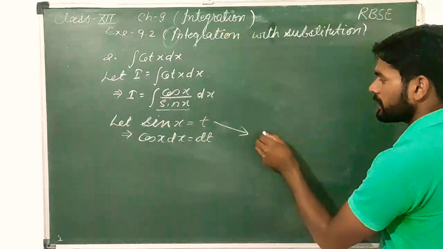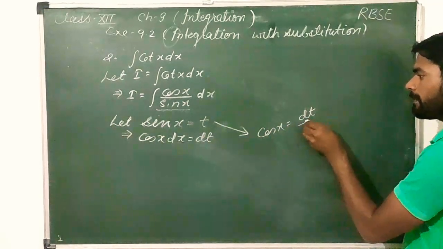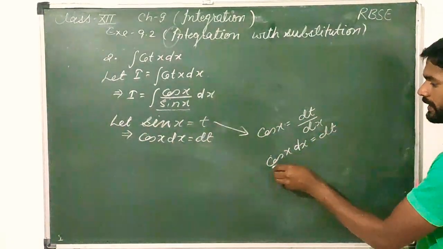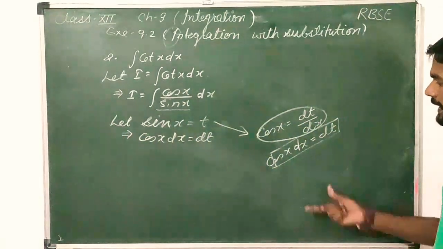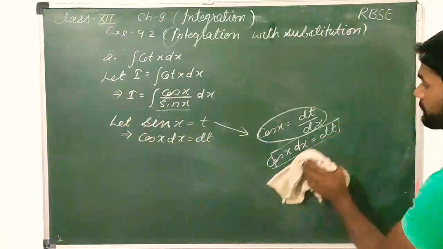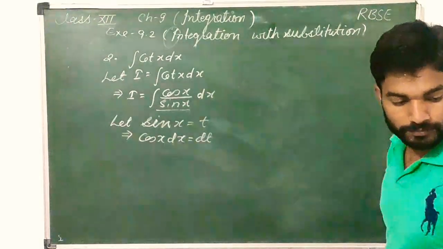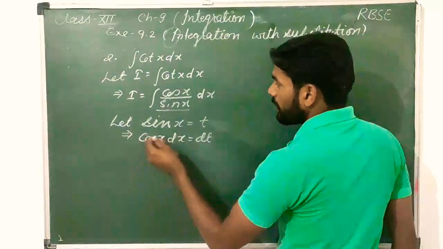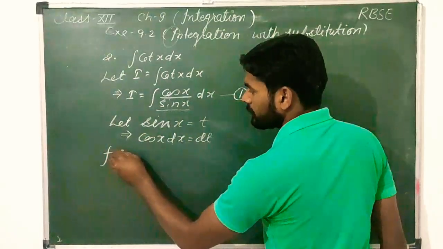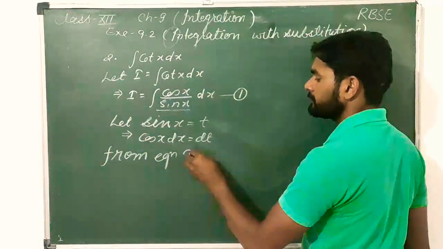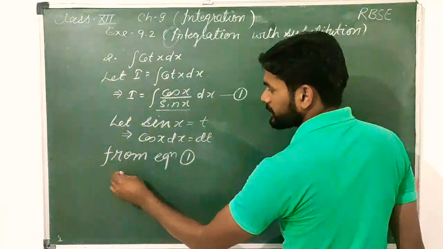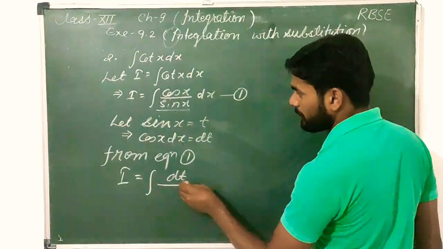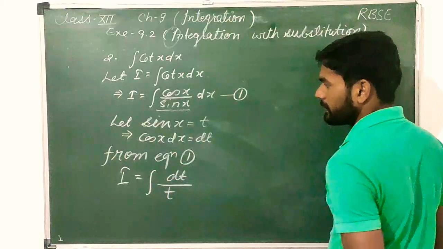Actually, the process is: cos x is equal to dt upon dx, and after multiplying, cos x dx is equal to dt. I am skipping one step from here and directly writing this. Now next, cos x dx is equal to dt from equation first. Apply the value in the given equation. Your integration will become dt upon sin x, where sin x is equal to t.